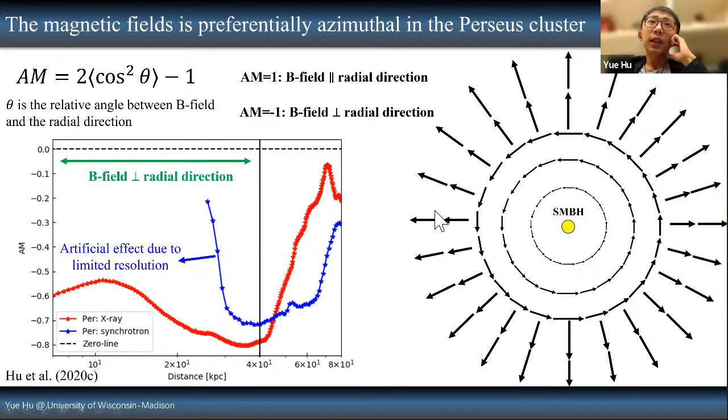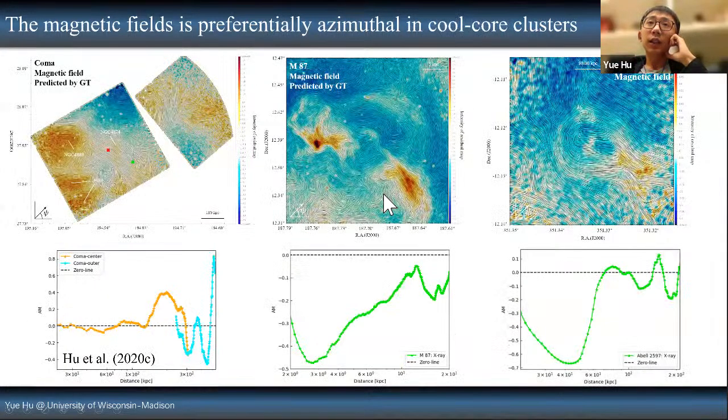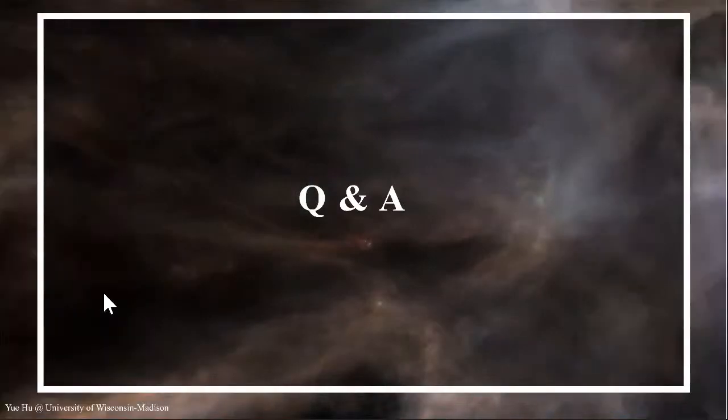We also expanded our analysis to several clusters, and we find this tangential magnetic field direction with respect to the galaxy center can only be observed in cool-core clusters, for example M87. But in non-cool-core clusters like the Coma cluster, there is no such preferential magnetic direction, because AM is close to 0, which means the magnetic direction is close to random. That's all for my talk. Thank you.